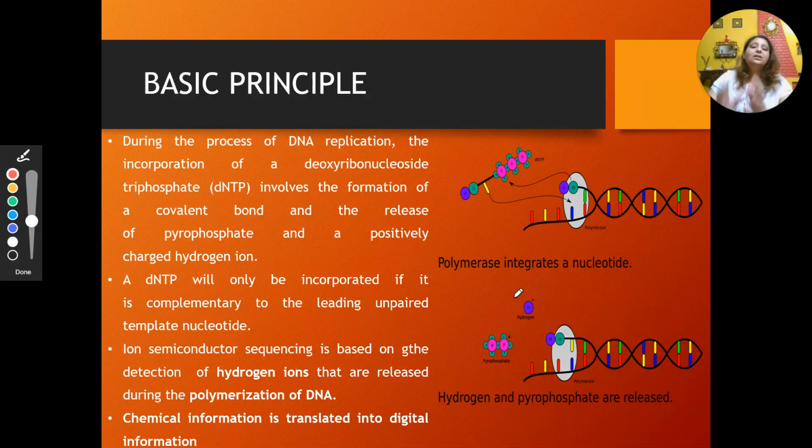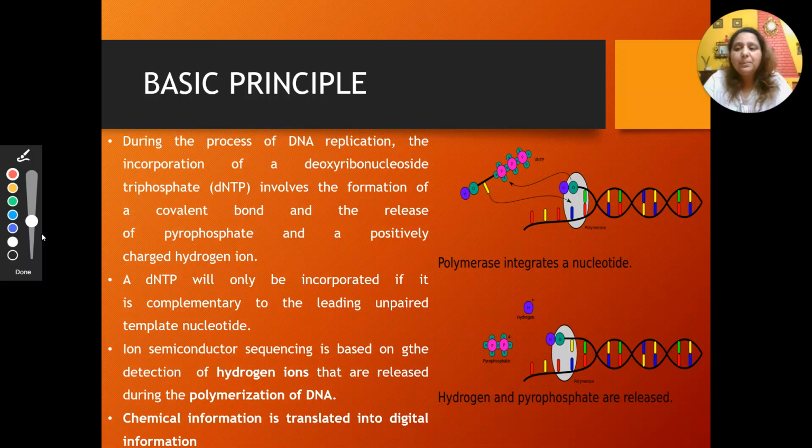So the whole Ion Torrent sequencing technology is basically based on the fact that the proton which is released in the process of DNA replication, or polymerization of the DNA, is utilized to make a chemical signature which is then converted into a digital signature. इसका क्या मतलब है कि ये जो प्रोटॉन है, इस प्रोटॉन को यूज किया जाता है एक सिग्नल जनरेट करने के लिए, that signal which can be interpreted. So that is the basic principle.